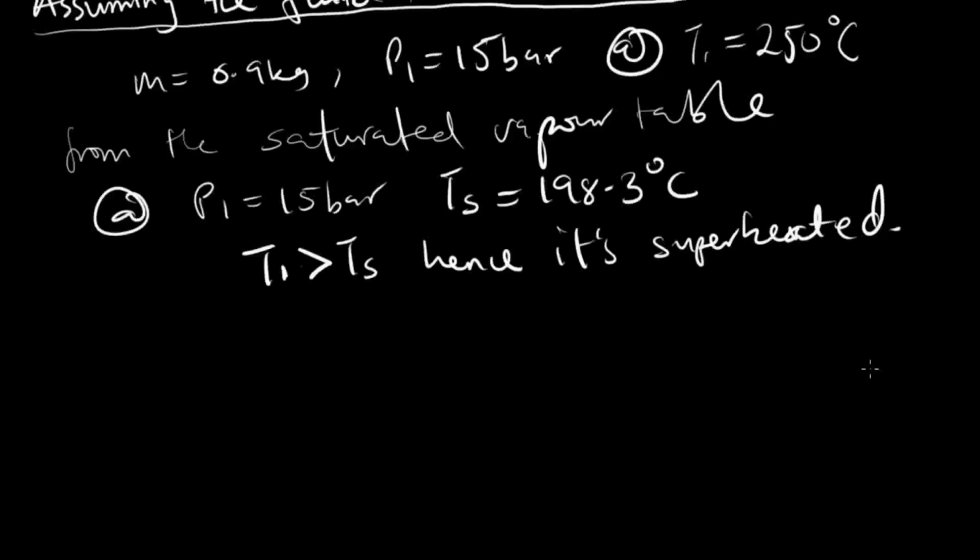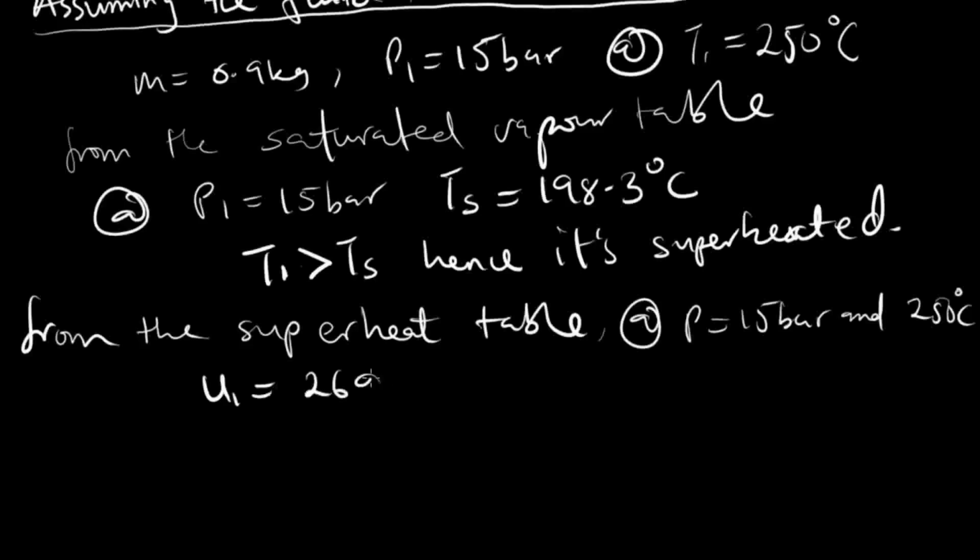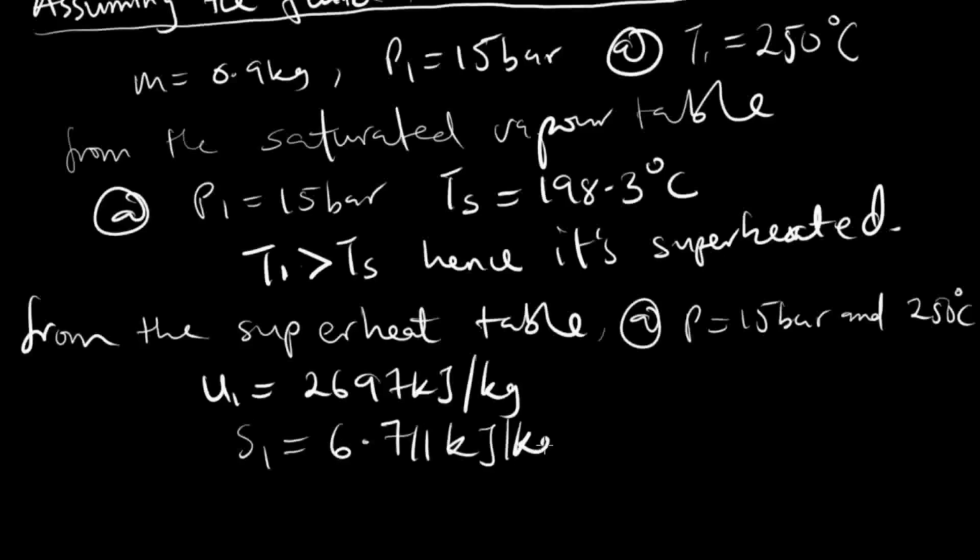So if it's superheated, you go to the superheat table. So from the superheat table at P equal to 15 bar and 250 degrees C, we have that U1 is equal to 2697 kilojoules per kilogram. We also have that S1 is equal to 6.711 kilojoules per kilogram Kelvin. Specific volume is 0.152 meter cube per kilogram.